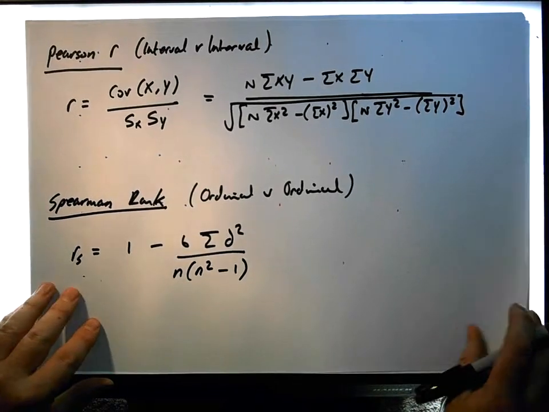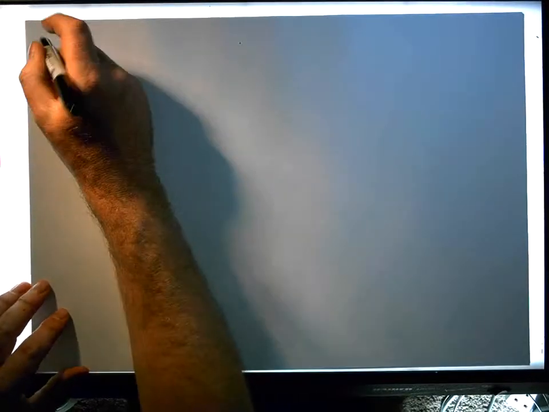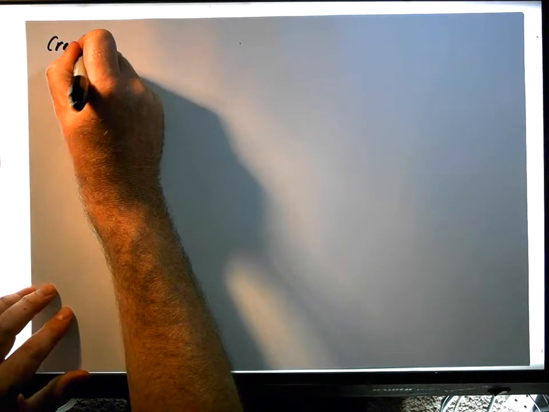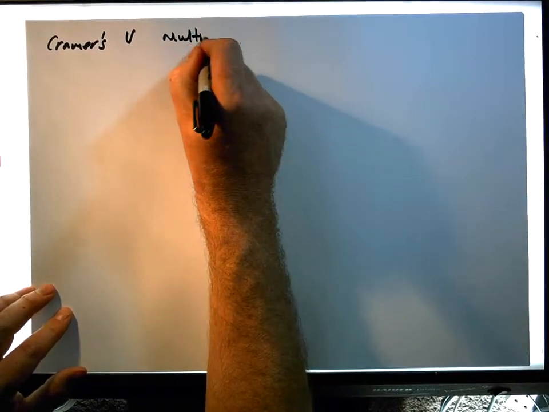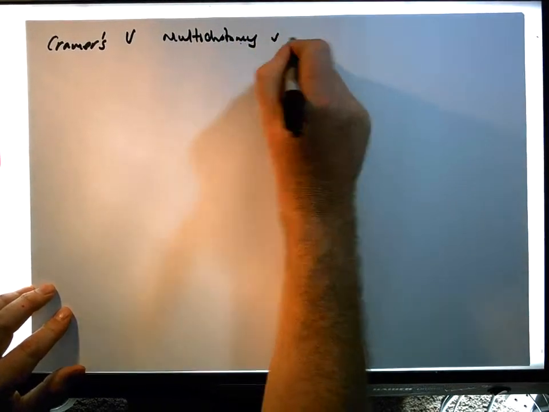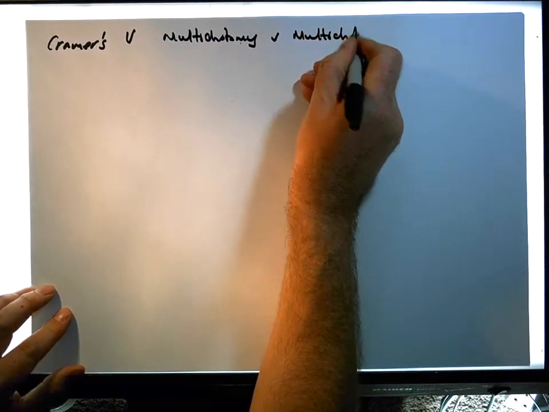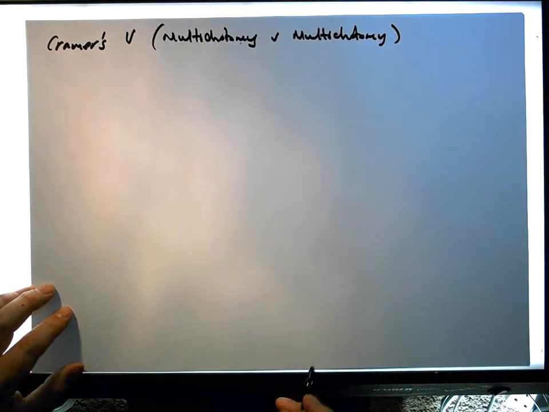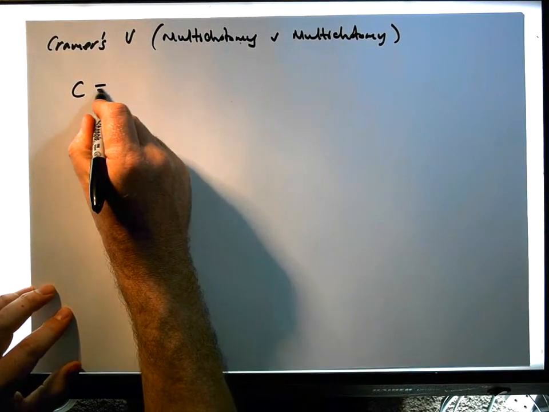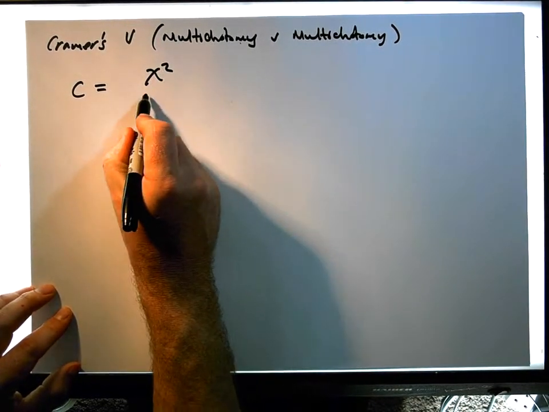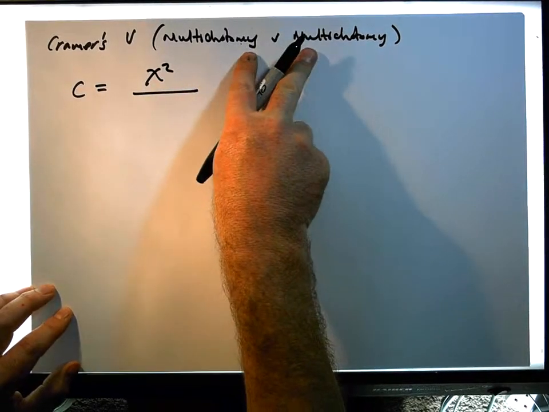The next correlation coefficient that's actually important for us is when we have a multichotomy and a multichotomy. So we're talking about Cramer's V, which is for a multichotomy versus a multichotomy. And the formula that we have is, let's just call it C for Cramer, C is equal to the chi-squared value associated with the contingency table.